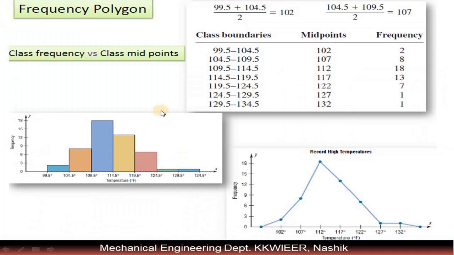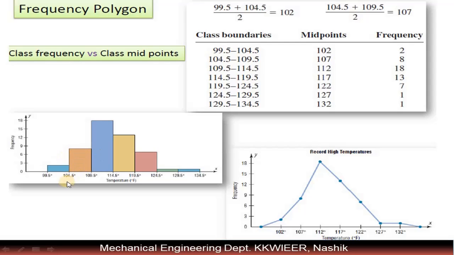Next we have the frequency polygon. It is somewhat similar to the histogram, but it just considers the midpoints of the histogram. Suppose this is a histogram. Suppose we have 99.5 over here and 104 over here. So 99.5 plus 104 divided by 2 will indicate the midpoint for that specific bar of the histogram.